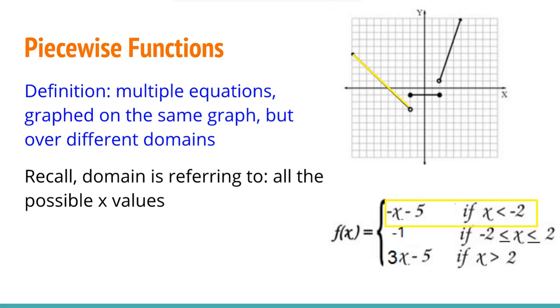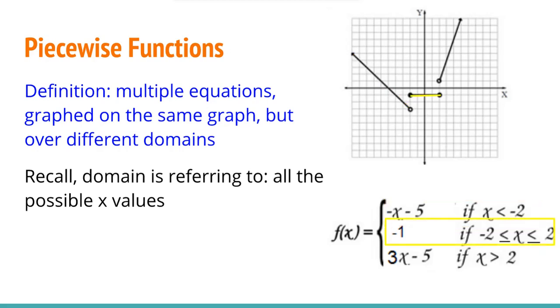The first rule is only used in this case as the x's or inputs are less than -2. So whenever we have an x value that's less than -2, we substitute that into the rule -x minus 5. You can see all the possible points graphed above in yellow.